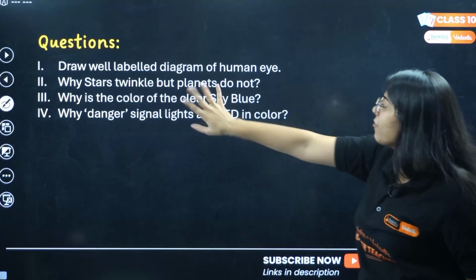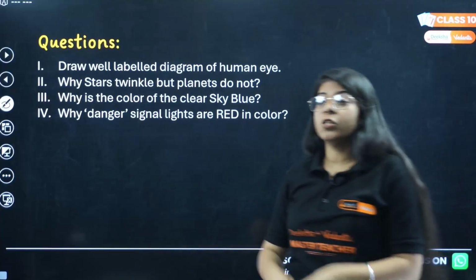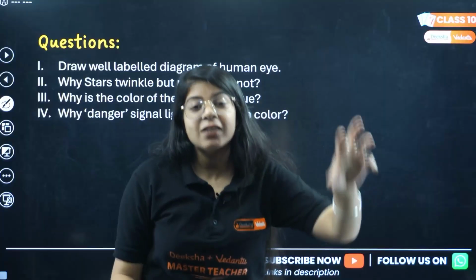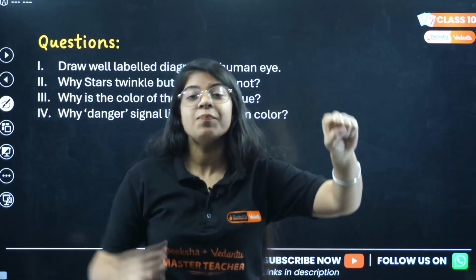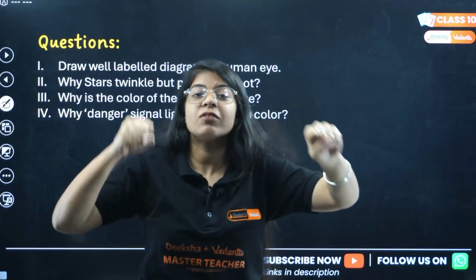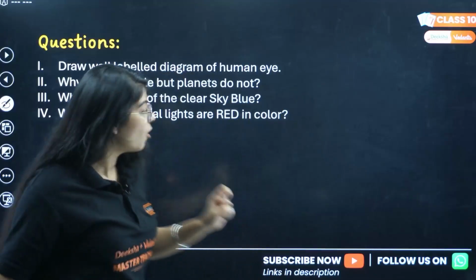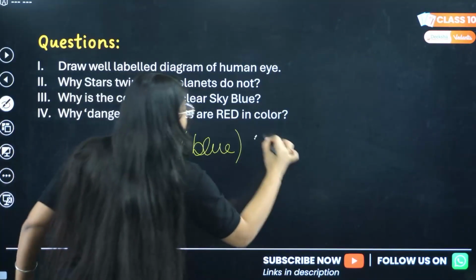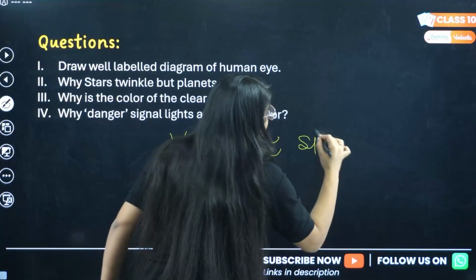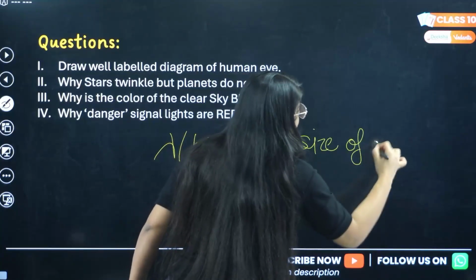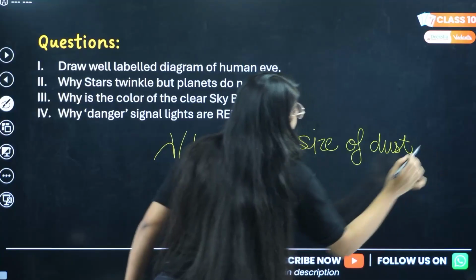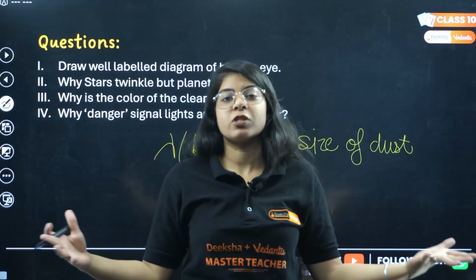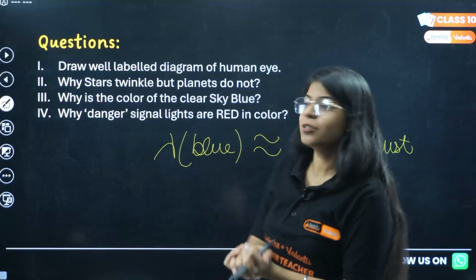Okay, then we have, why is the color of the sky blue? Because blue scatters the most. We study scattering of light because the wavelength of the color blue is comparable to the size of the dust particles. And in that condition, the scattering happens the most. That's why the sky looks blue.